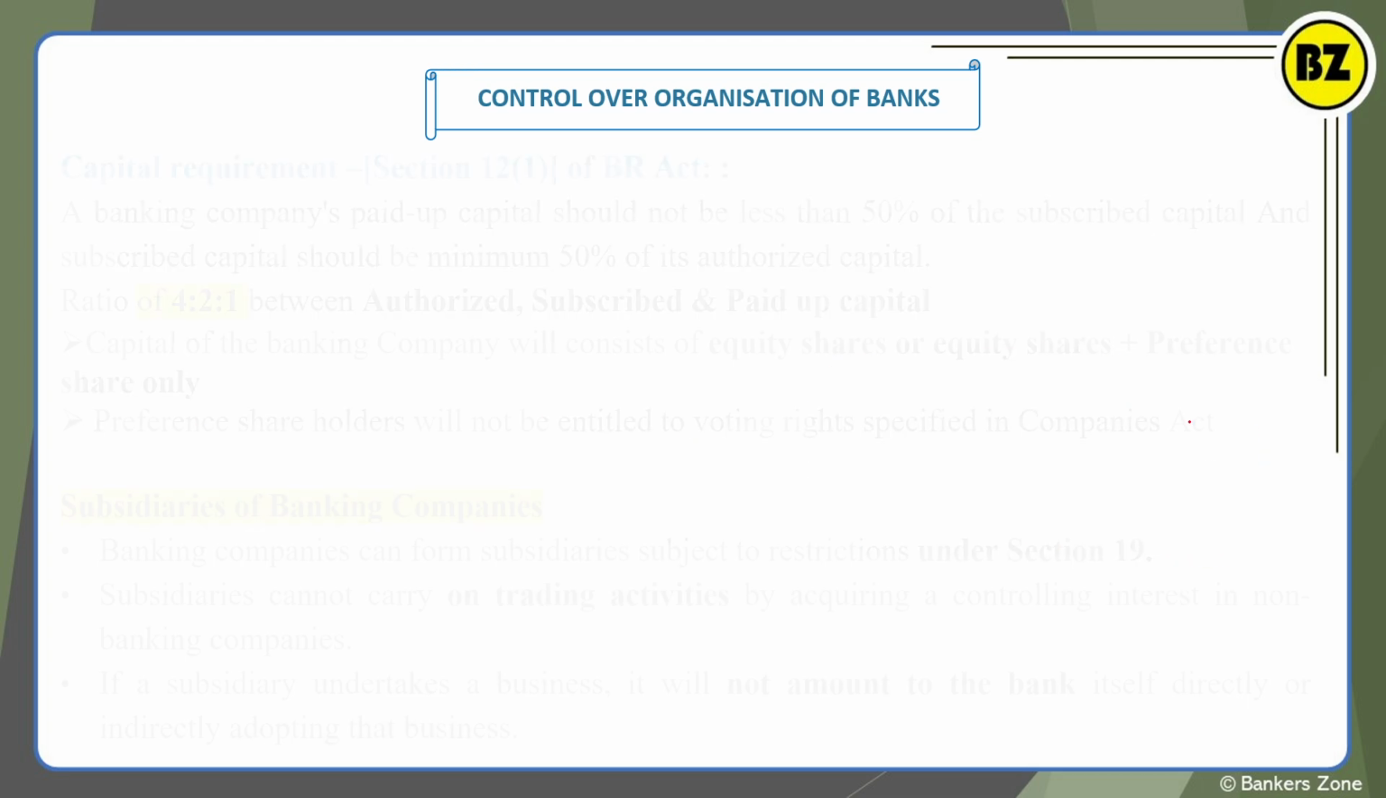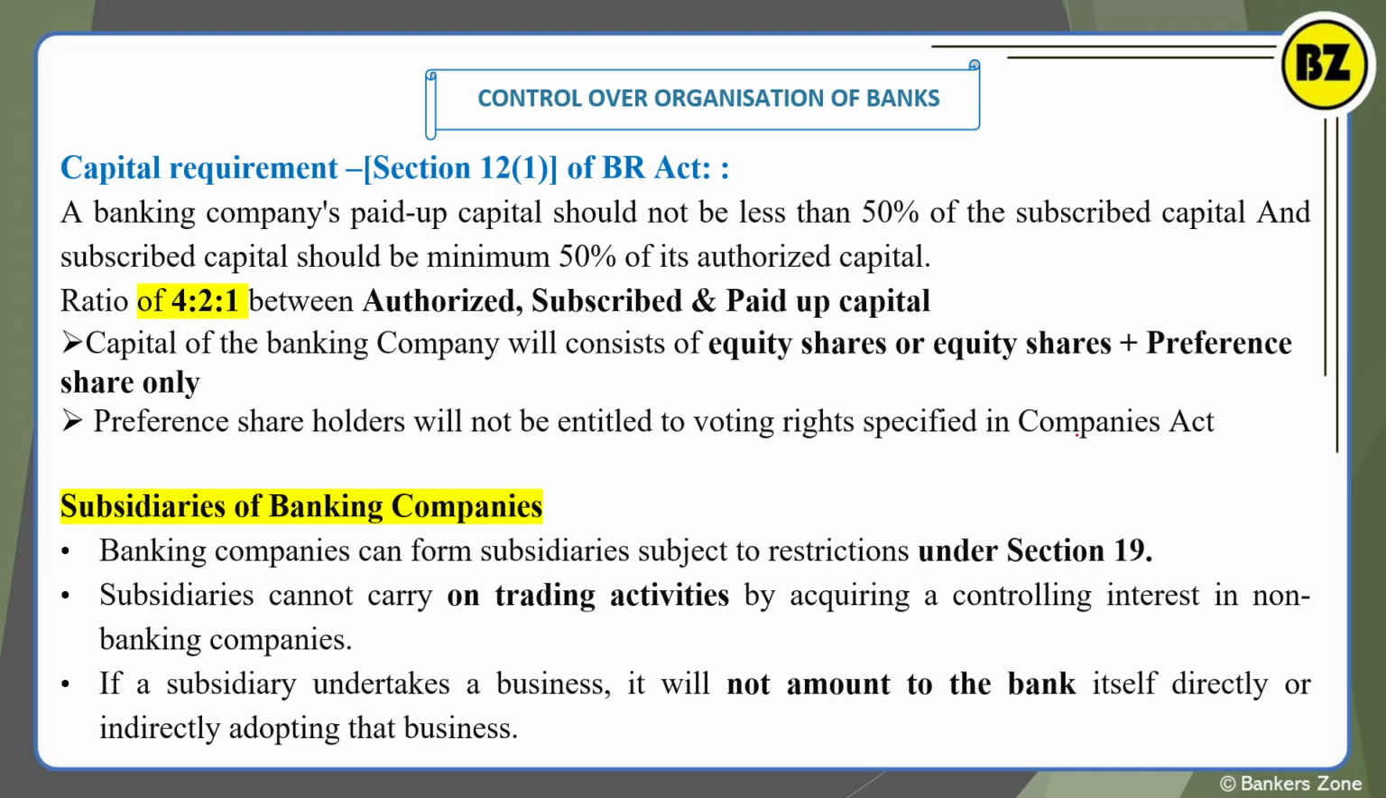Now see, an important thing, the capital requirement which the Banking Regulation Act stipulates. The banking company's paid up capital should not be less than 50% of its subscribed capital, and subscribed capital should be minimum 50% of its authorized capital. So basically, what is paid up capital, what is authorized capital, and what is subscribed capital.